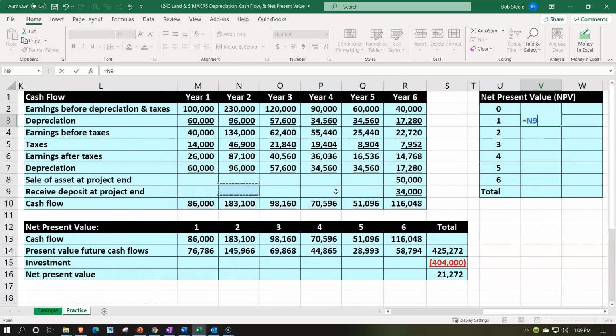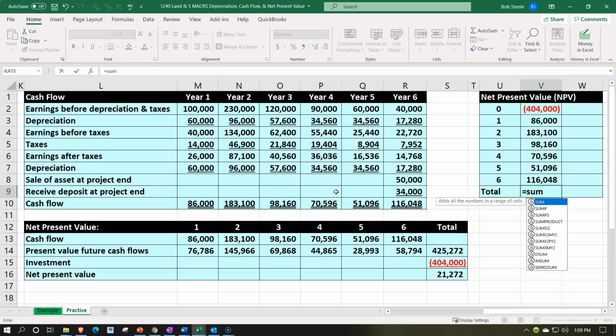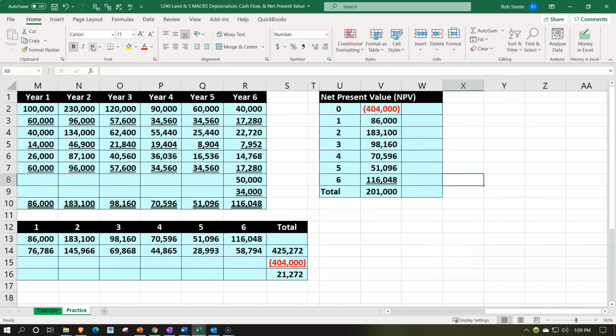It'll take a little bit. Cash flow was the 86 for year 1, enter. And then in year 2, it was 183.1. And then in year 3, it was 98,160. And then in year 4, 75,65.96. And then in year 5, 51.96, and then finally in year 6, 116,048. Summing that up equals SUM, shift 9, up arrow, holding down shift, up, up, up, up. And there we got it.